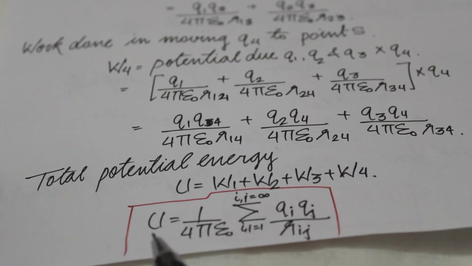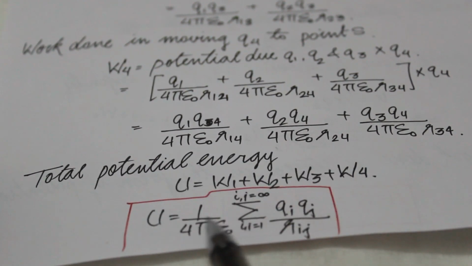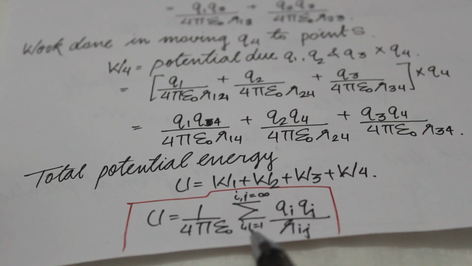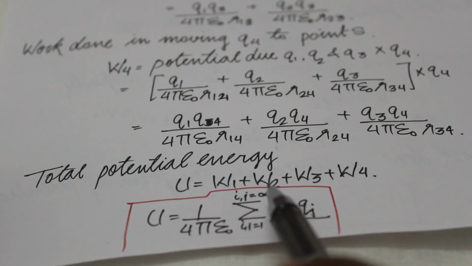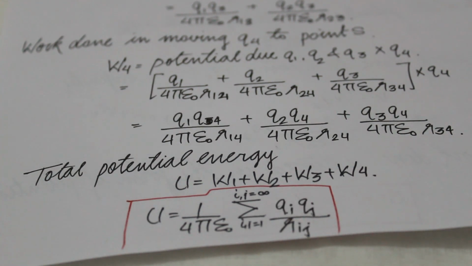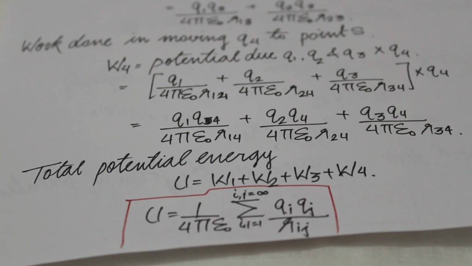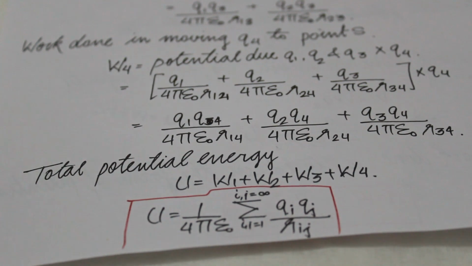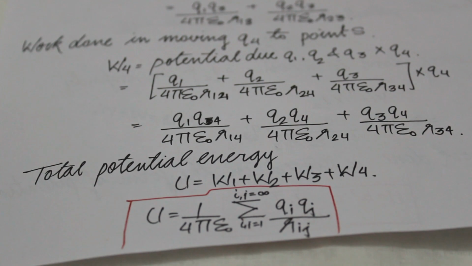So finally we'll get the formula for total potential energy, 1 by 4 pi epsilon naught summation of Qi Qj upon Rij, where i and j run from 1 up to n. So the basic way of finding out electrostatic potential energy due to a system of n point charges is just find out the work done in bringing each charge from infinity to a point, then simply add them up. You will get the total potential energy due to a system of n point charges.